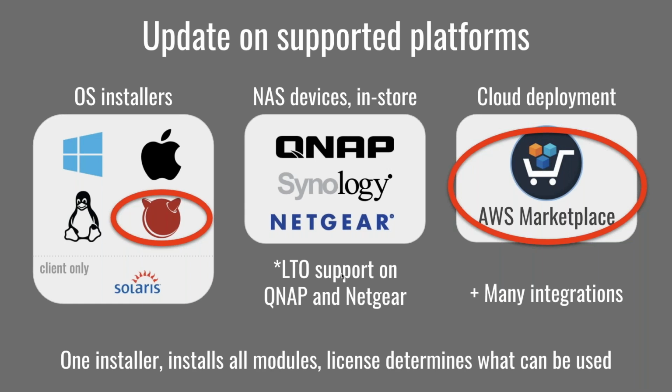So you're just paying Amazon for the cost of the compute and storage and network resources that you're using, and then you will use a purchased P5 license. It's the same license that you would run anywhere else. So we're treating AWS Marketplace as another platform that we run on, just like a QNAP or a Windows box.